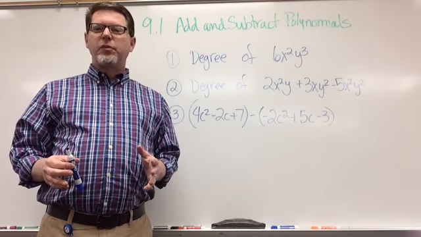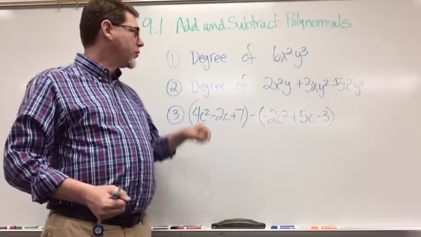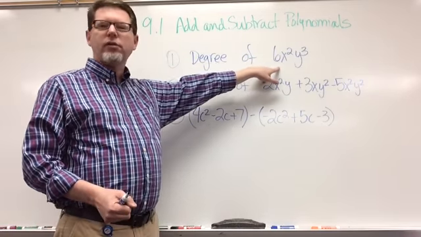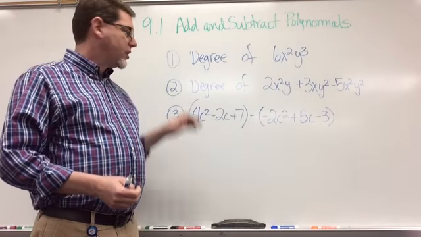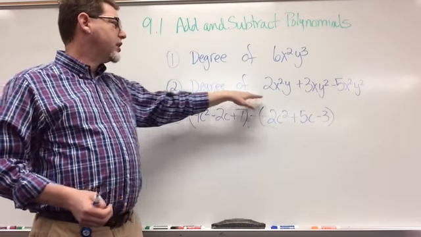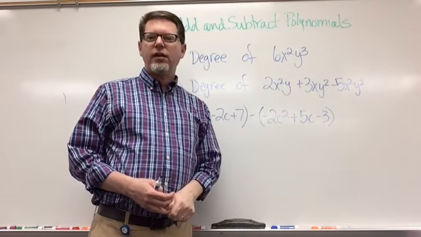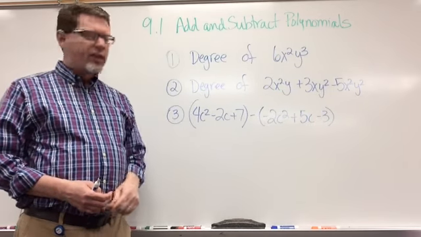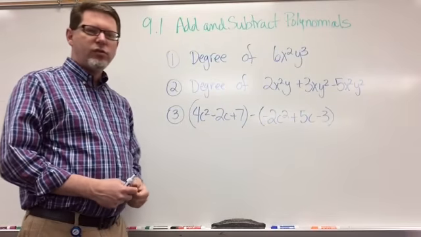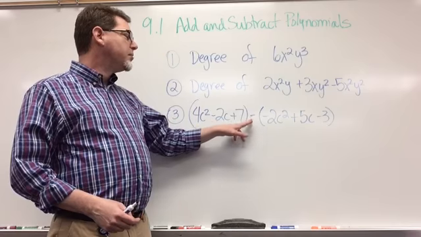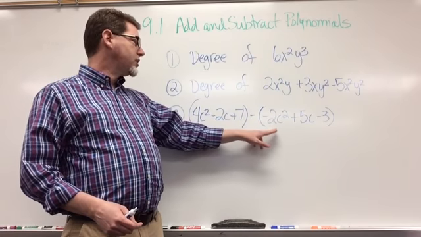And here are your 3 practice problems for tonight. The first one, number 1, tells you to find the degree of 6x squared y to the third. Number 2 says find the degree of 2x squared y plus 3xy squared minus 5x squared y squared. And the third one is to subtract these two polynomials, 4c squared minus 2c plus 7 minus negative 2c squared plus 5c minus 3.